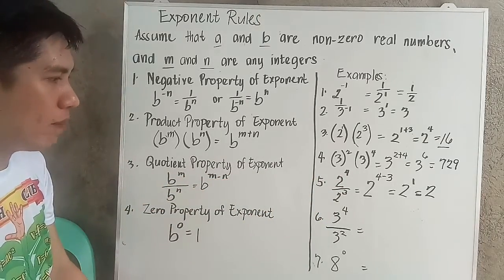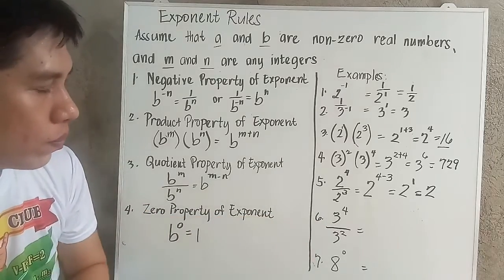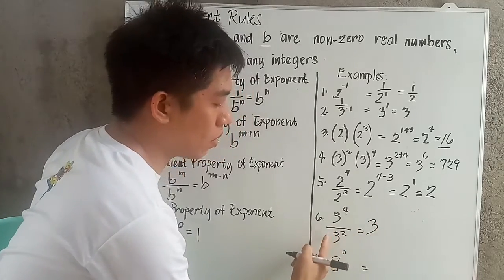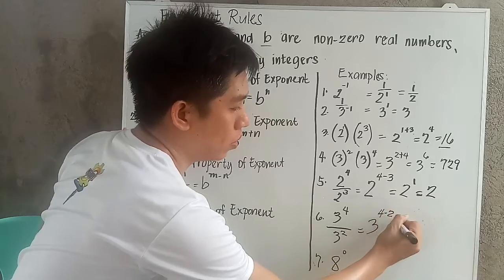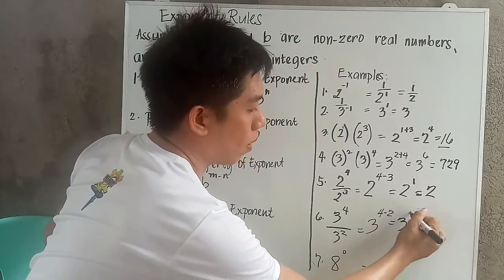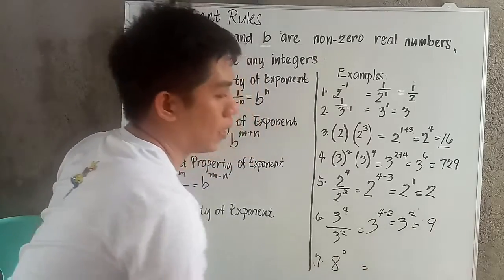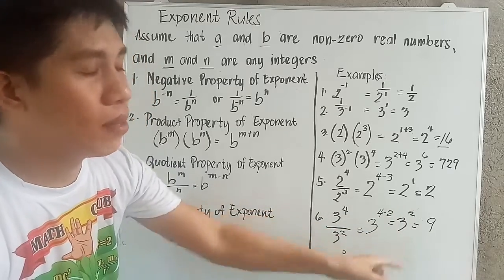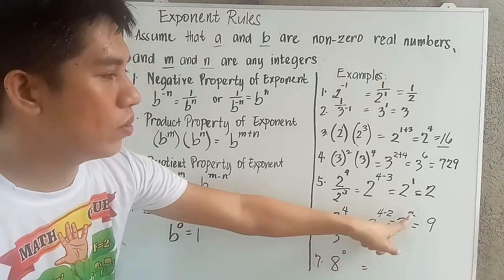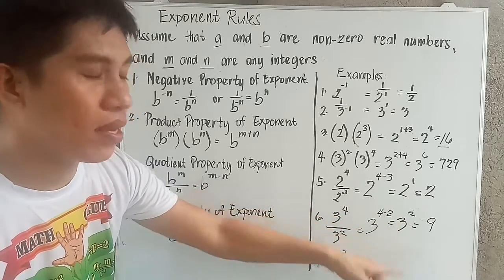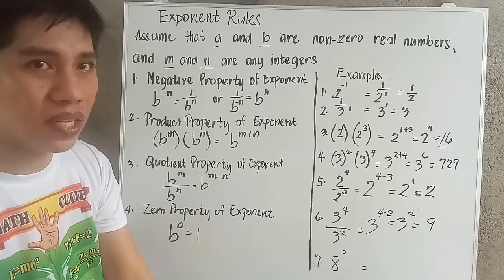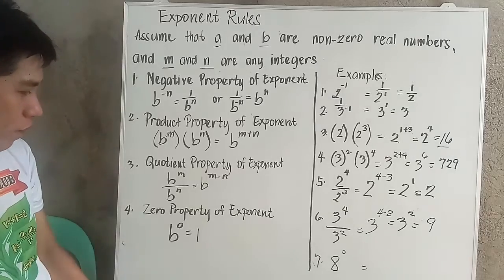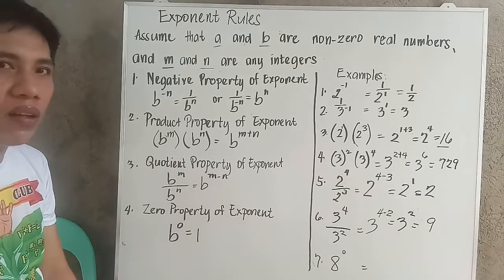Okay, so another example is 3 raised to the power of 4 over 3 raised to the power of 2. The base is 3, then the exponents would be 4 minus 2, which is equal to 3 squared, which is equal to 9. So again, the exponent tells us how many times we are going to multiply the base by itself. Okay, so twice, kaduha siya nato i-multiply ang 3 sa iya mismo kaugalingon, which is 3 times 3, that would equal 9.